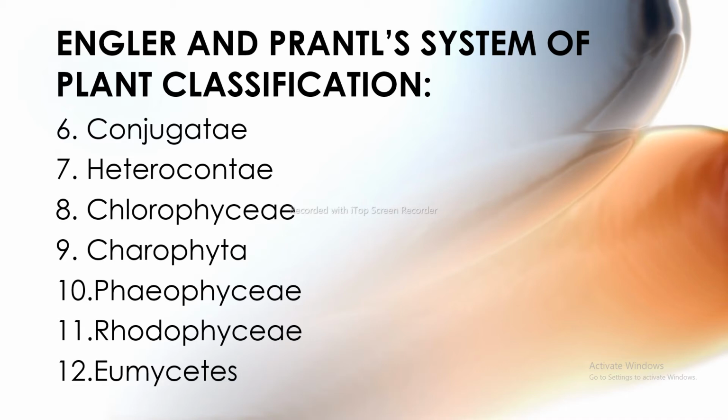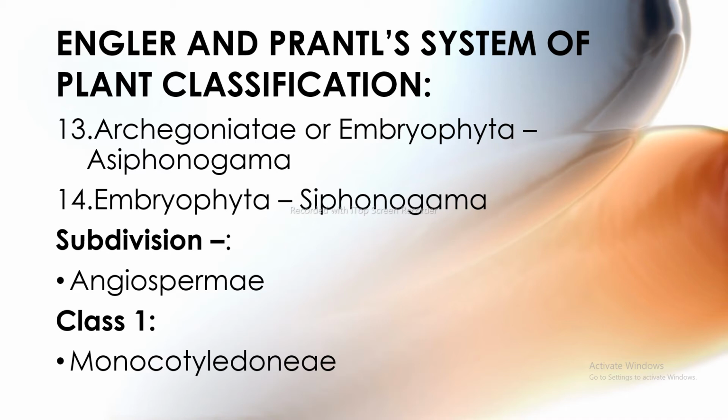Next is Conjugatae, Heterocontae, Chlorophyceae, Chirophyta, Phaeophyceae, Rhodophaceae, and Eumycetes. Archigoniatae, Embryophyta, Asiphonogamma, Embryophyta, Siphonogamma. Next is subdivision Angiospermy.